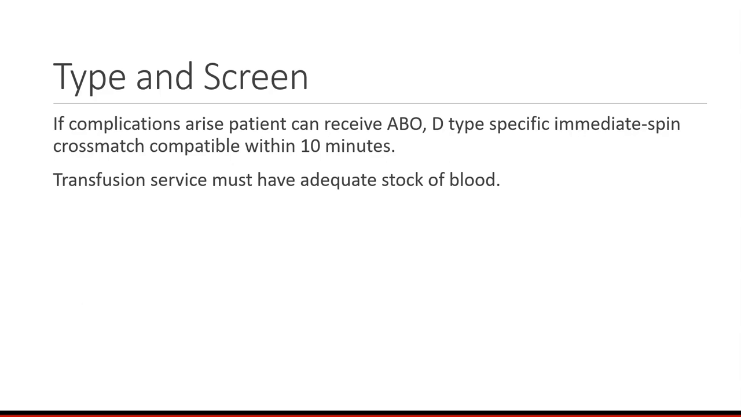So if you have 50 type and screen patients and they're A pos, I'm not saying that you have to have 50 units of blood, but you need to have enough blood. You can't have 0. You can't have 10. You need to have enough that if a patient goes bad, you can supply the blood that's needed.